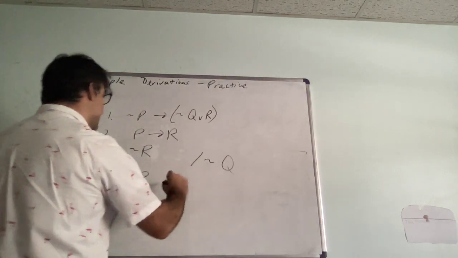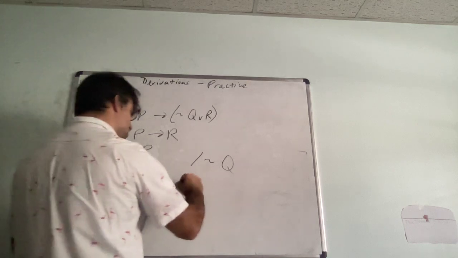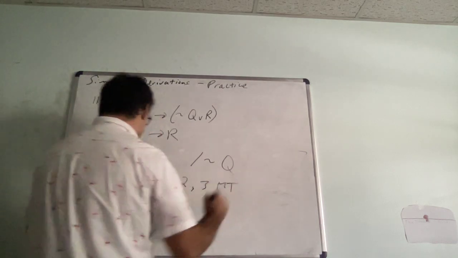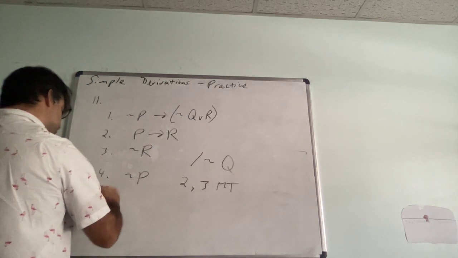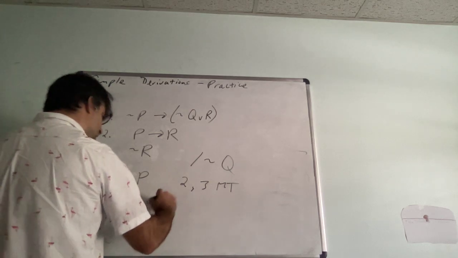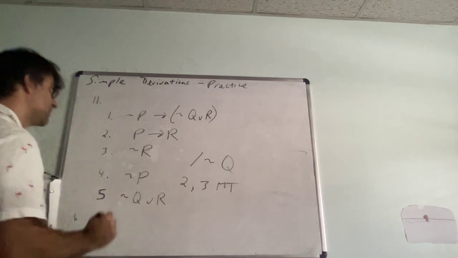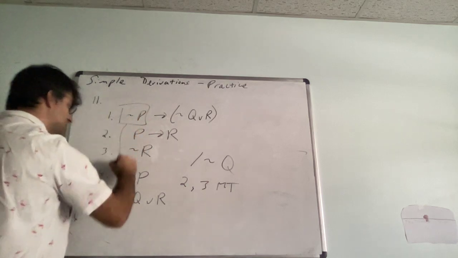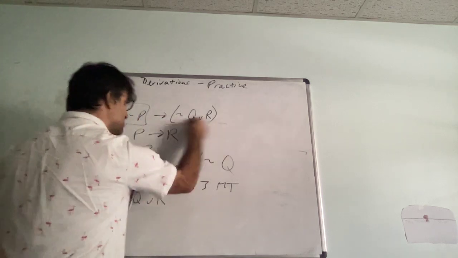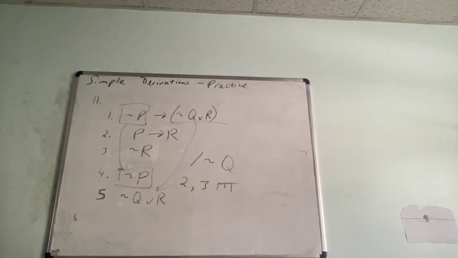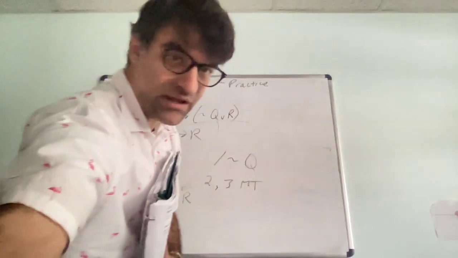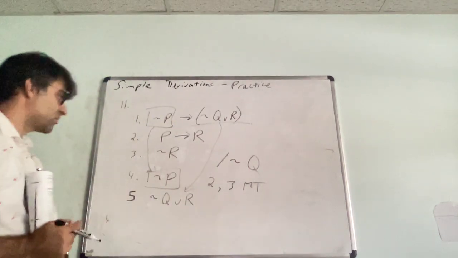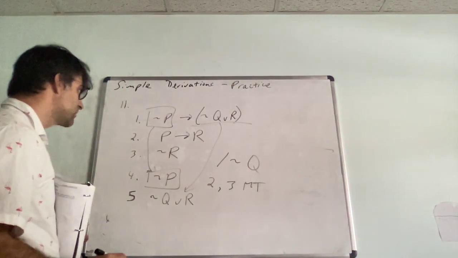Not P, again using 2 and 3, modus tollens. And since P is false, again we have this antecedent. This follows a very similar pattern, which gives us not Q or R. How'd I get that? Here's your antecedent. The antecedent is true, so the consequent, this whole thing, is true. Drag and drop. Not Q or R is true. Okay.